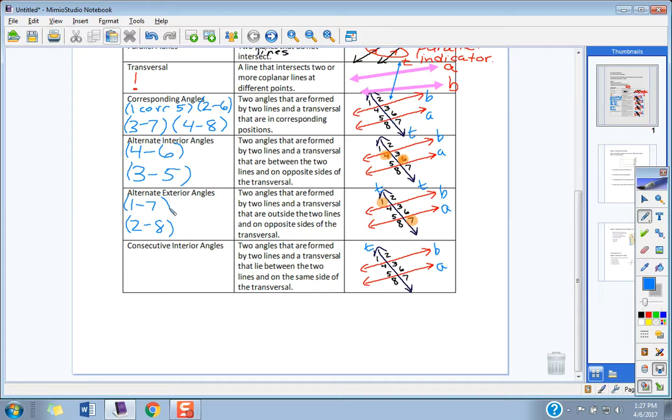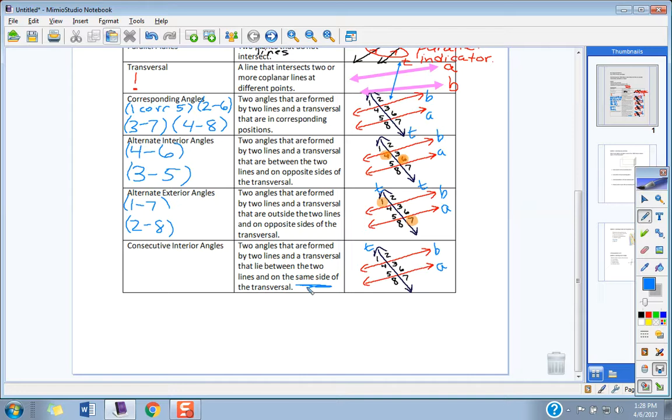Okay, here's the deal. Everybody stay up here with me. First of all, in between the lines or outside the lines? In between them. Consecutive interior angles. It says we're in between the lines and a transversal, but we lie between those two lines. This time, though, instead of being alternate sides of the transversal, we're inside, we're adjacent, one angle's adjacent to line A, one angle's adjacent to line B.